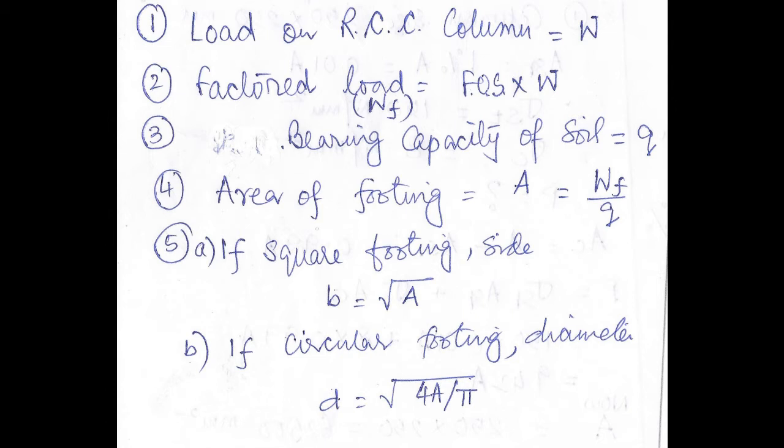Fourth step, that is the area of the footing. How do you find the area of the footing? Area of the footing is equal to factored load divided by the bearing capacity, that is WF by q.